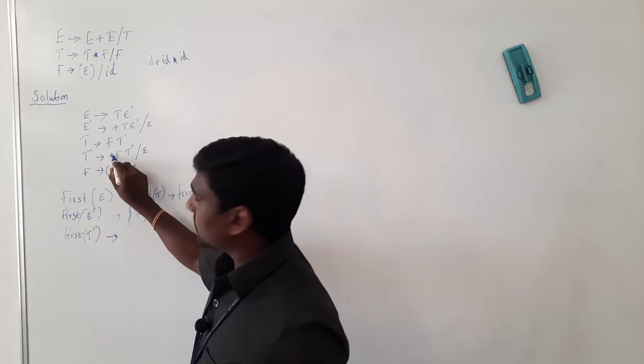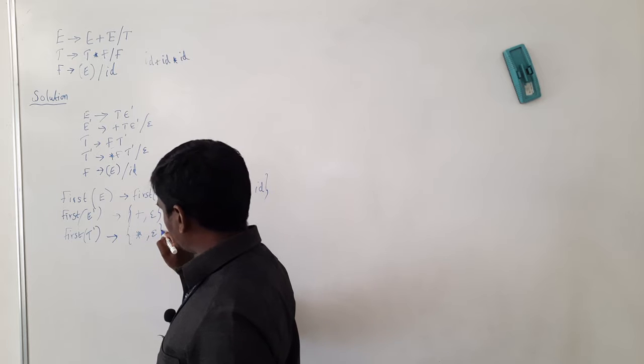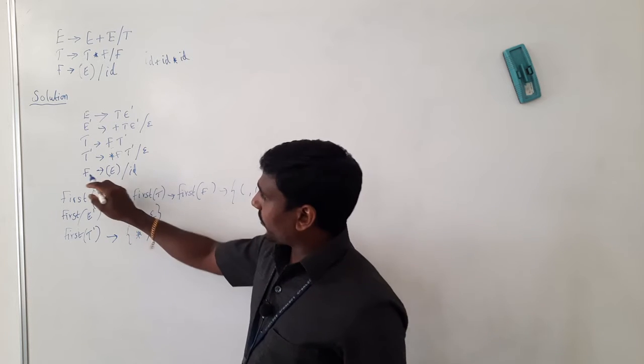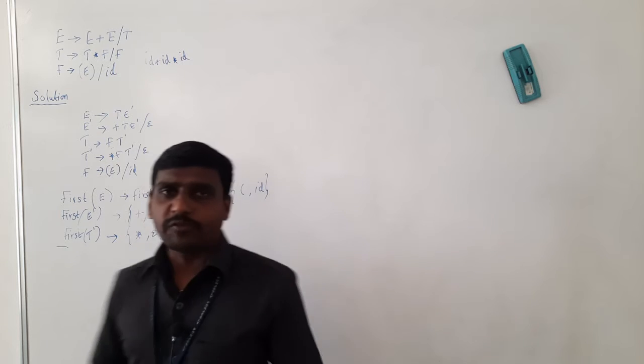What is first of T dash? Star comma epsilon. Now first of F is there, already I found. Now we have to find the follow function.